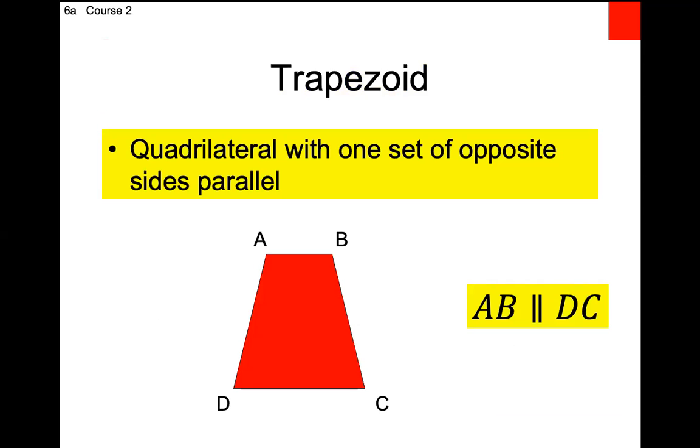6A, trapezoid. The quadrilateral with 1 set of parallel sides. Only 2 sides are parallel. Parallelogram, all the sides are parallel, or 2 pairs. For a trapezoid, only 1 pair, meaning 2 sides are parallel. It could be top and bottom, it could be left and right, but only one of them, either top and bottom or left and right, will be parallel. This is called a trapezoid.